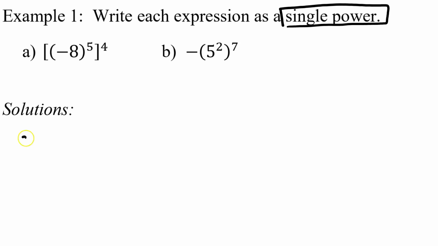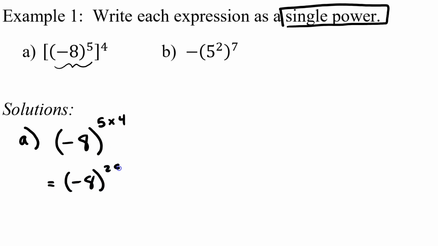Okay, so A. We're saying when a power, so this power right here, is raised to a power, we need to multiply. So we take the base, which is 8, and we say, okay, the power is actually now going to be 5 times 4, which is 8 to the power of 20. Put a box around it, walk away. You are done.